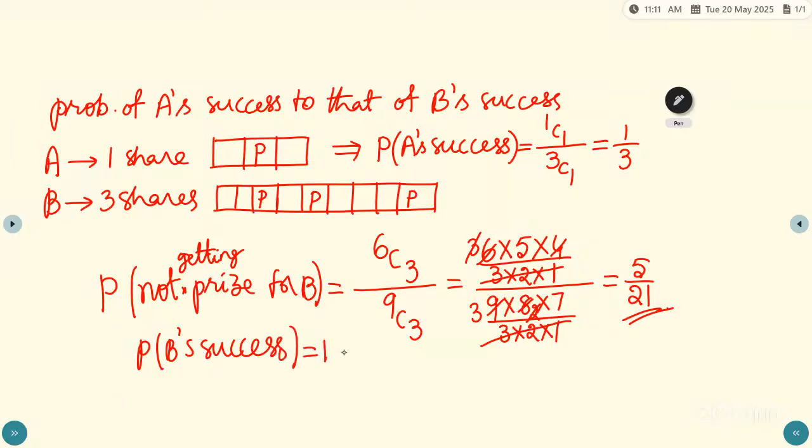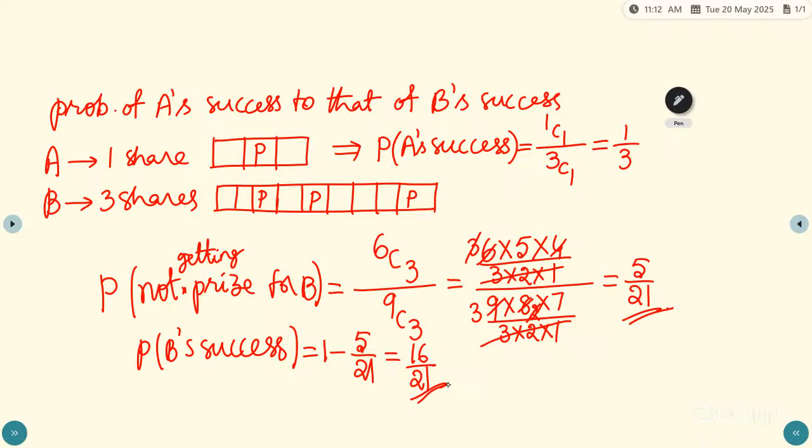Probability of B success is 1 minus 5 by 21. What is it now? 16 by 21. Okay, so we now have two answers: probability of A success and probability of B success. Two values you have got. What is the answer?